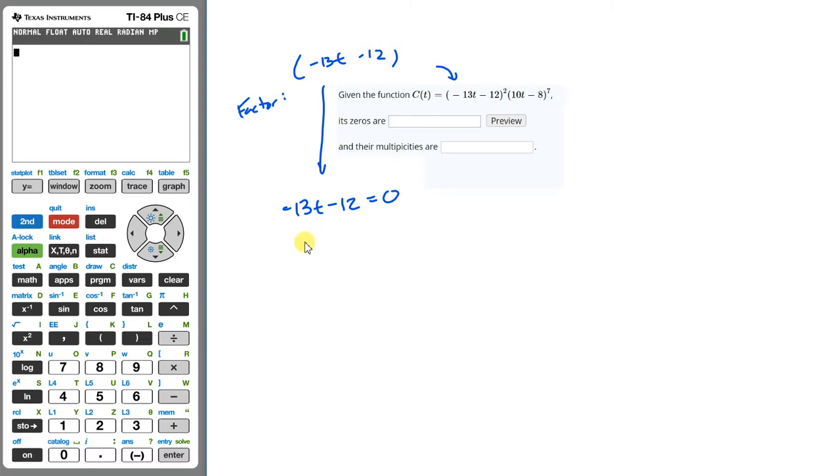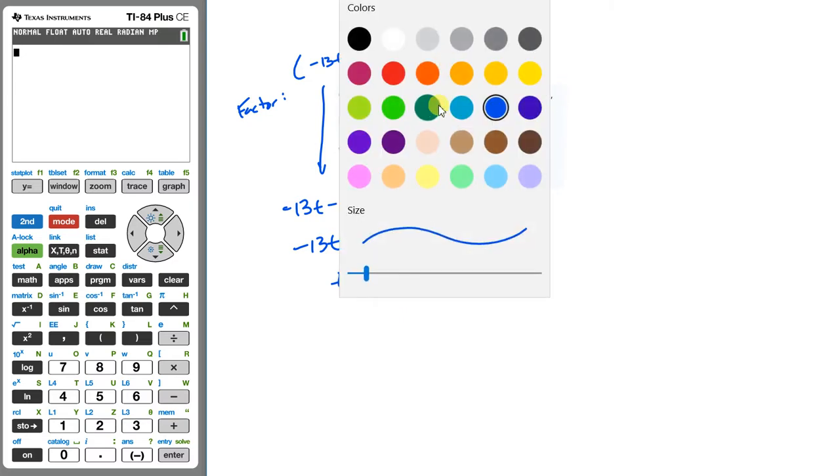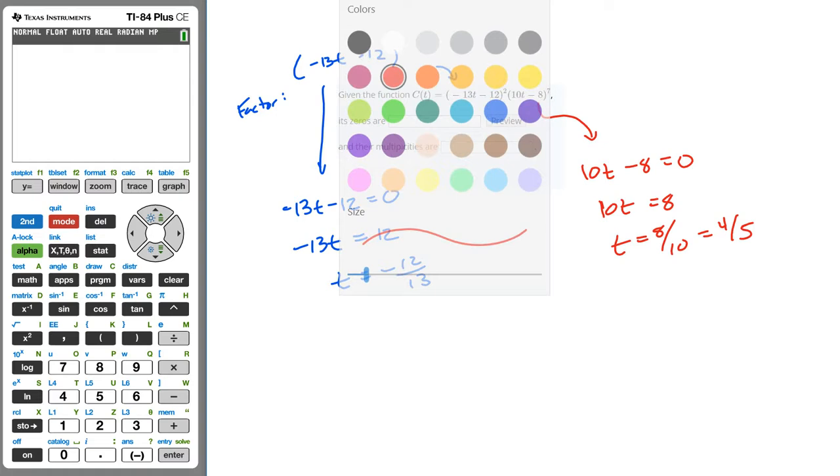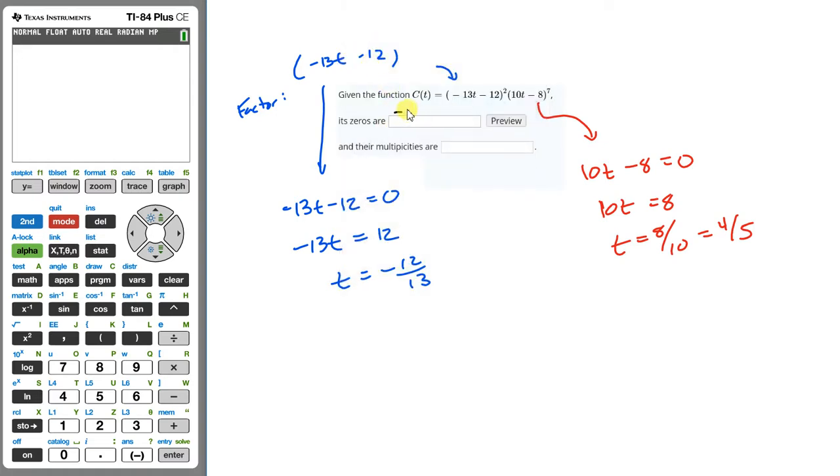Okay? So this is pretty easy to solve, right? Negative 13t is 12. So t is what? Negative 12/13 in this case. Okay. Now how about this factor here? What do we do with this guy? Again, set it equal to 0. Right, we can reduce that. Okay, so those are my zeros. My zeros are negative 12/13 in this case, and 4/5.